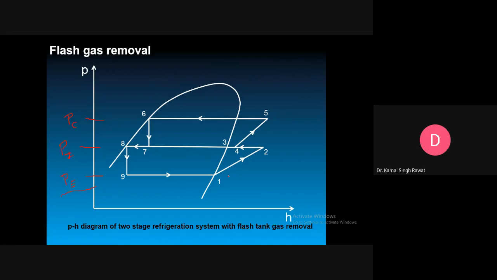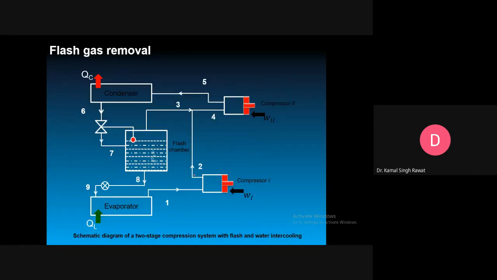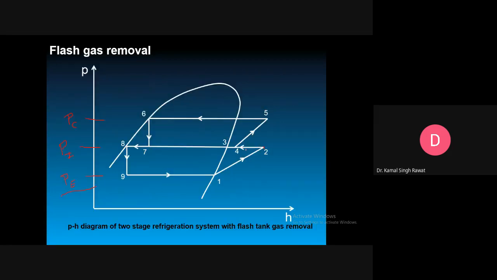Okay. So this saturated vapor enters into compressor 1, where it gets compressed from the evaporator pressure to the intermediate pressure. At the outlet of the evaporator, our condition is 1, as we have already discussed in the schematic diagram. At the outlet of the compressor, our state is 2, and you can see this is 2.